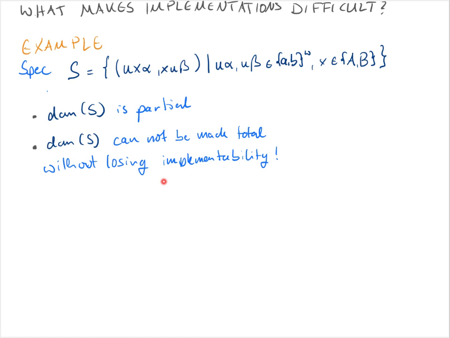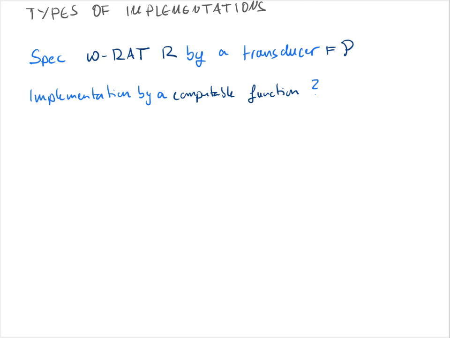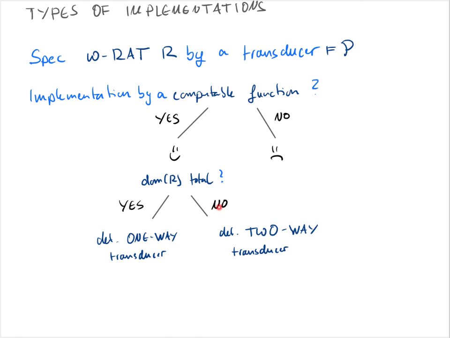And it turns out that whether or not a domain is total has an influence on the difficulty of the implementations. So if we have a specification given by a transducer that satisfies our property, then we can decide whether there is an implementation by a computable function. If no, there is nothing that can be done. But if yes, we can distinguish whether the domain of the specification is total or not. If it's not total, if we have a partial function, then we can use a deterministic two-way transducer to implement it. And if the domain is total, then it is only necessary to use one-way transducers.